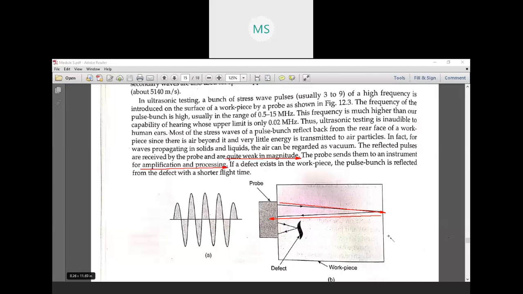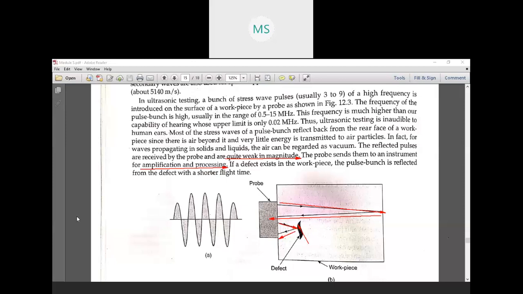Now this is the normal condition. Suppose there is some defect here. If a defect exists in the workpiece, the bunch is reflected from the defect with a shorter flight time. As you can see here, the pulses came from the probe and immediately went back to the probe. The time taken to travel this distance is very less, so it will be caught again by your probe.